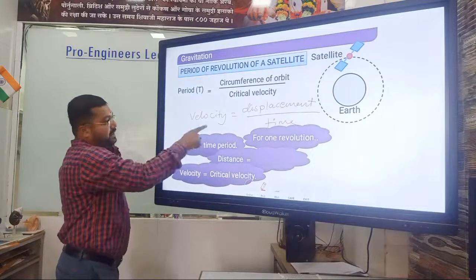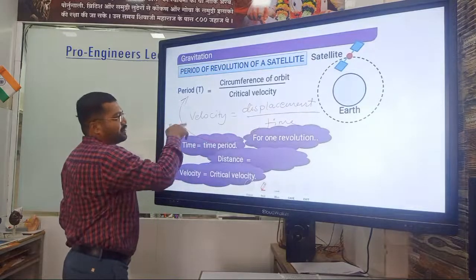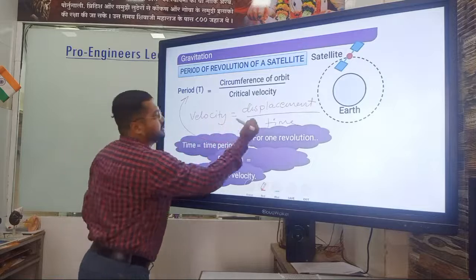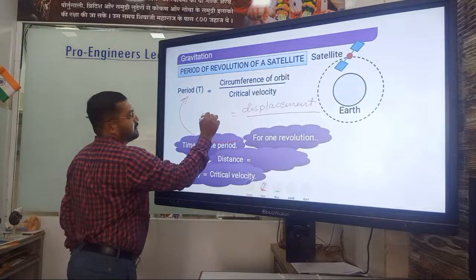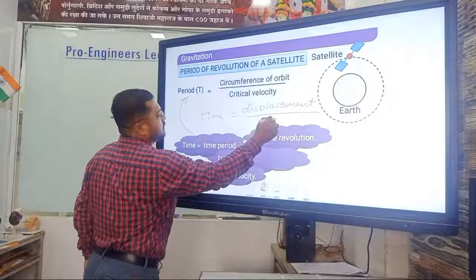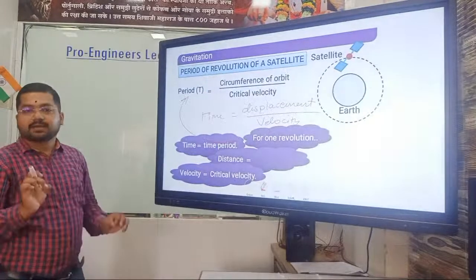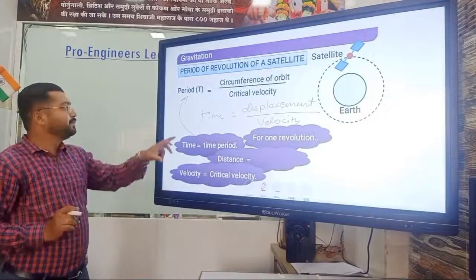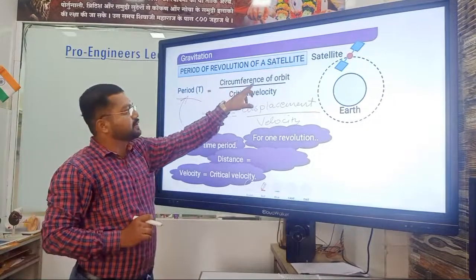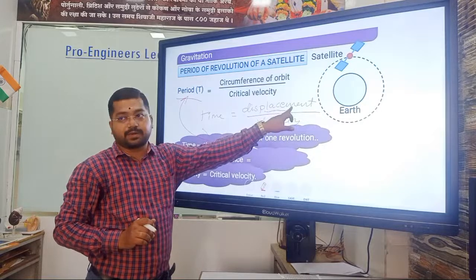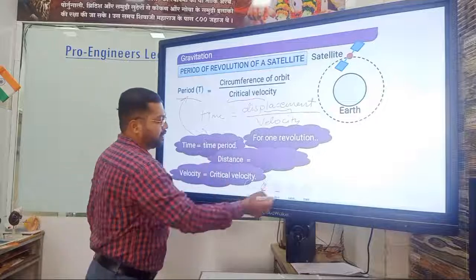Yes. So here the displacement is nothing but circumference and time is nothing but period, time period, right? Now if I arrange this in terms of time, so time is over here and velocity will go there. So here I can write time is equal to displacement upon velocity. So same formula they have mentioned over here, only in terms of circle they have mentioned period, that is time, is equal to circumference of orbit, that is displacement, and critical velocity instead of velocity. I hope it is clear now.